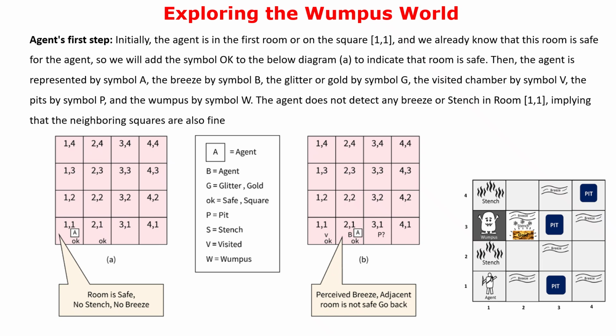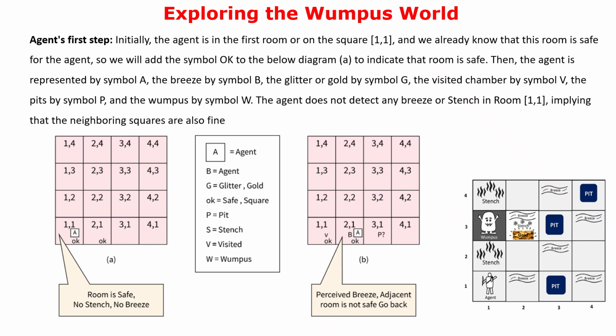So the agent does not detect any breeze or stench in the room. That is indicated as 1 comma 1, implying the neighboring squares are also fine. That can be represented as the first scenario, small a. The room is safe, with no stench and no breeze. So automatically the agent is safe, it is represented as visited, and it can be marked as OK.